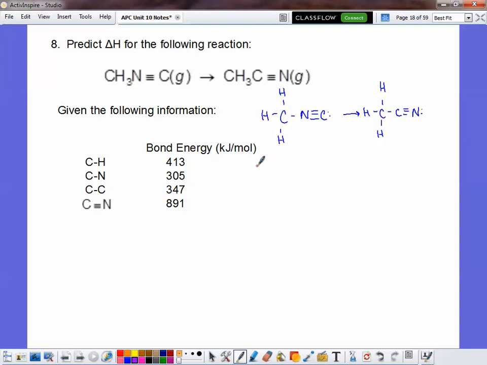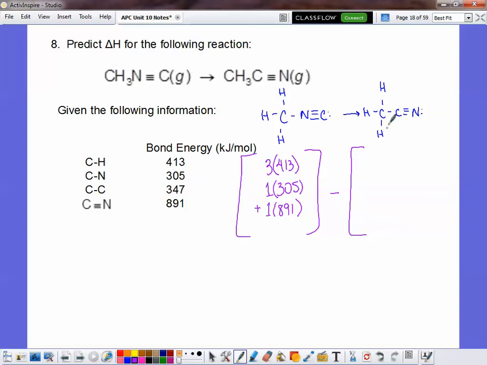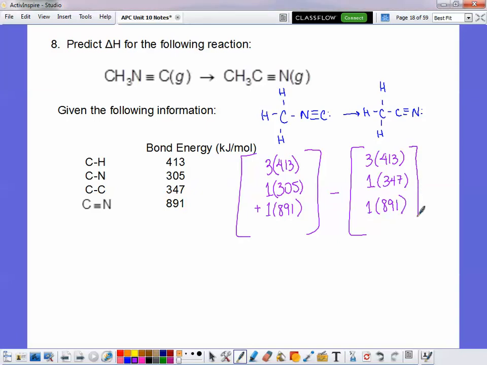On my reactant, we have 3 carbon-hydrogen bonds, and that bond energy is 413. We also have 1 carbon-nitrogen single bond, which is 305, and then a nitrogen-carbon triple bond, which is 891. We're going to add all of those up, and then subtract the bonds that are being formed. We have 3 carbon-hydrogen bonds, 1 carbon-carbon single bond, and 1 carbon-nitrogen triple bond. So we'd add those up.